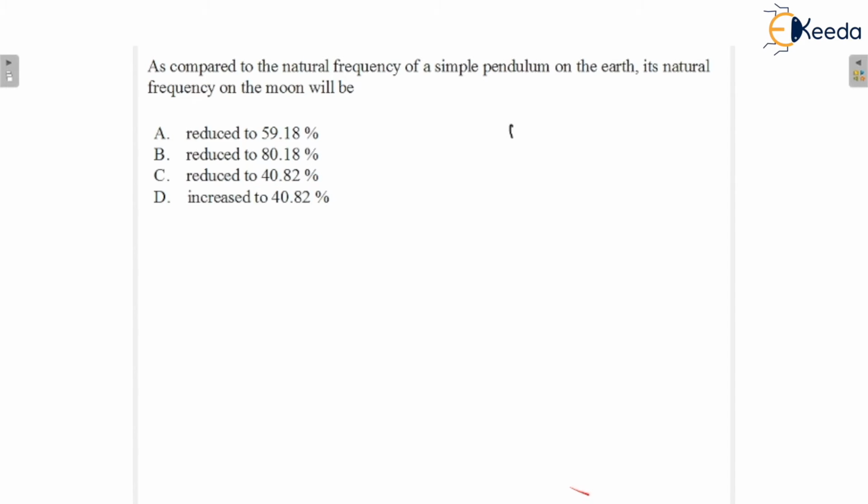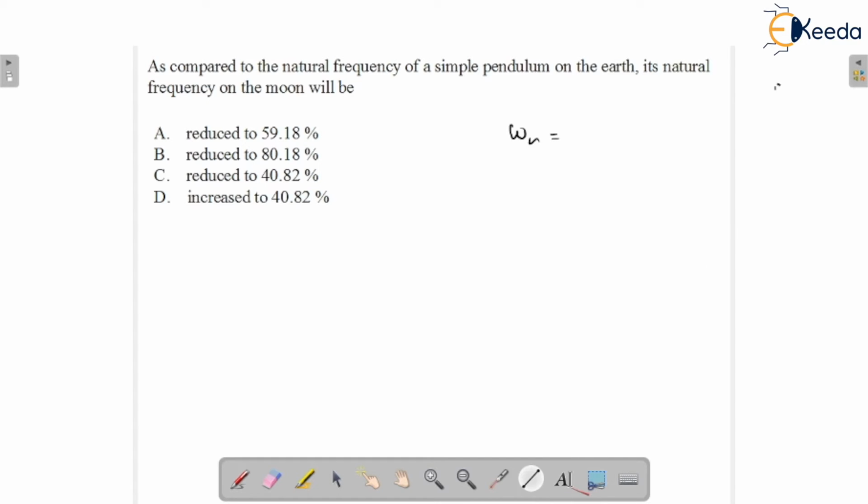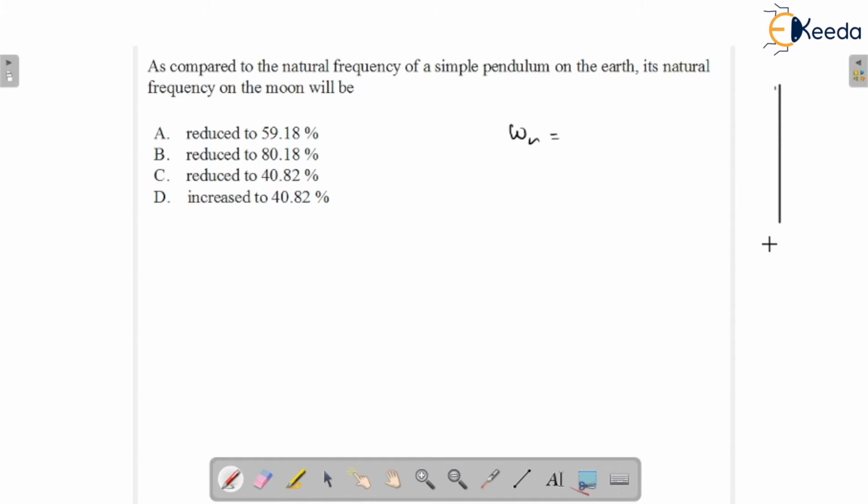So we know that the natural frequency here is for a pendulum. Sometimes they will give you the spring mass system, so you need to understand that. I will let you know the concept, but before this, we understand this.